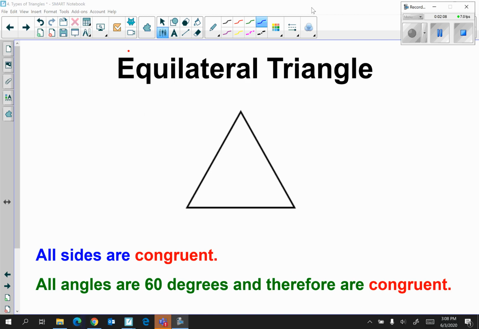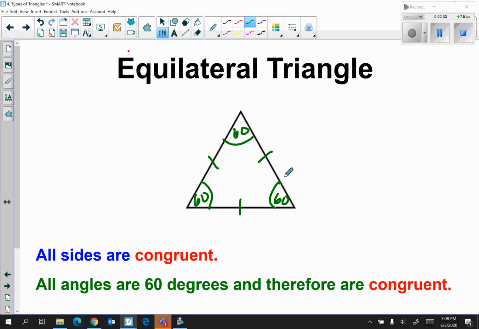Next, I have an equilateral triangle. In an equilateral triangle, all sides are congruent. So I'll put a congruence mark at every side of the triangle, and all angles are 60 degrees and therefore are congruent. So all of these angles are congruent and they're all 60 degrees.